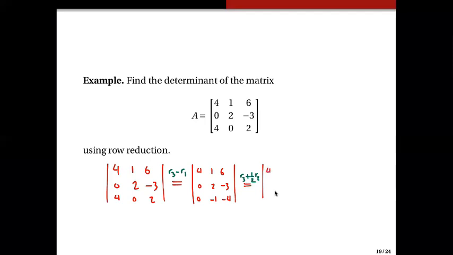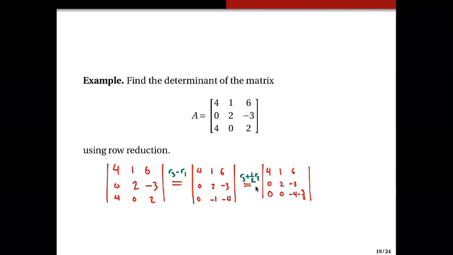So we copy the first row 4, 1, 6. We copy the second row 0, 2, negative 3. And for the third row, we take row 2 times 1 half, and then we add it to row 3. So negative 1 plus 2 times 1 half, that's 0. Here you have 0 plus 0. And in here you have minus 4 plus negative 3 halves, so you have minus 4 minus 3 halves.